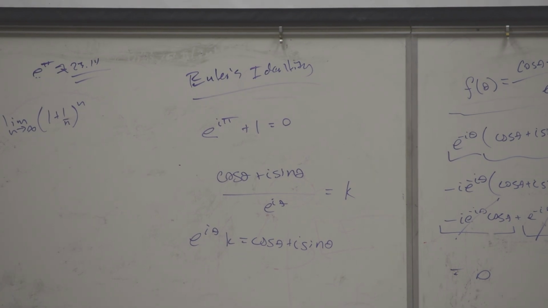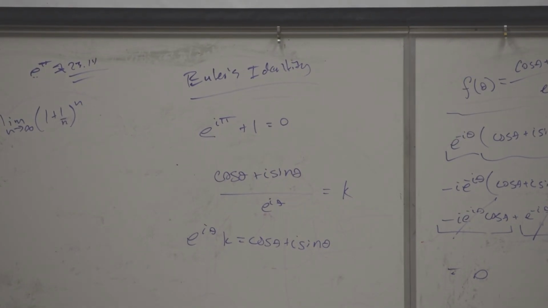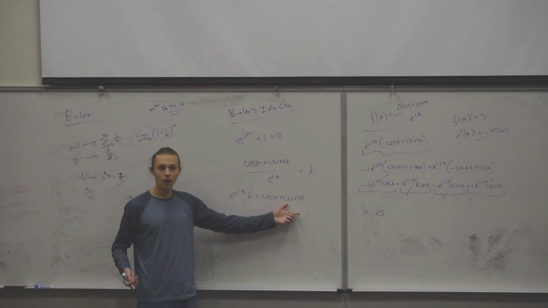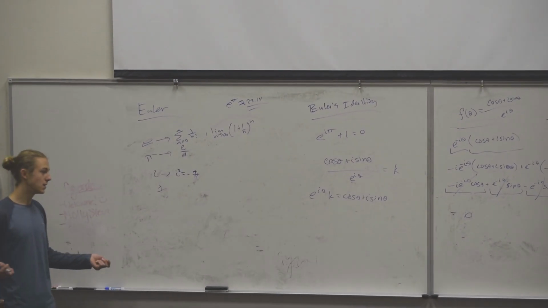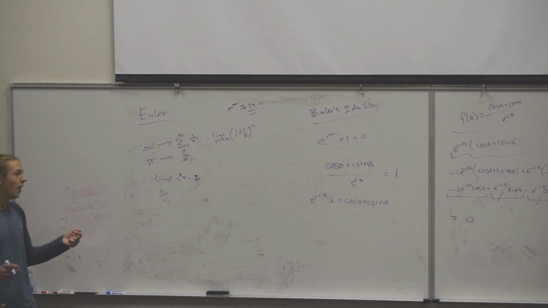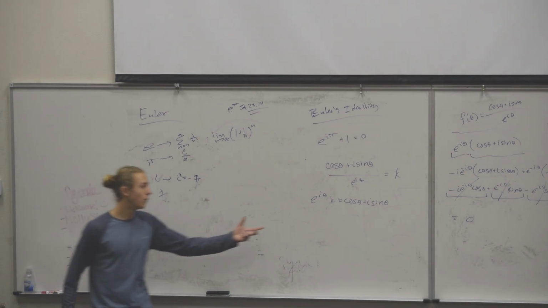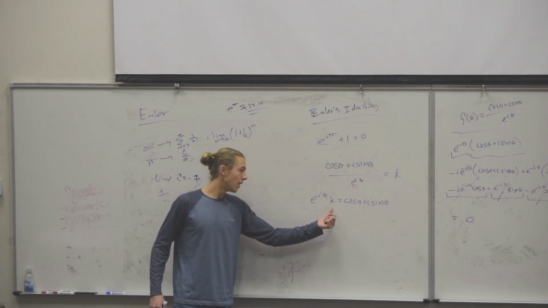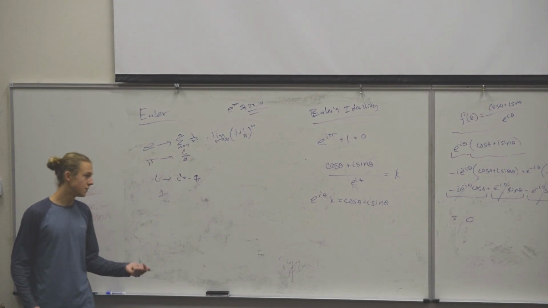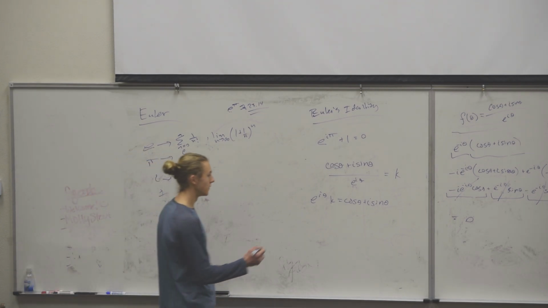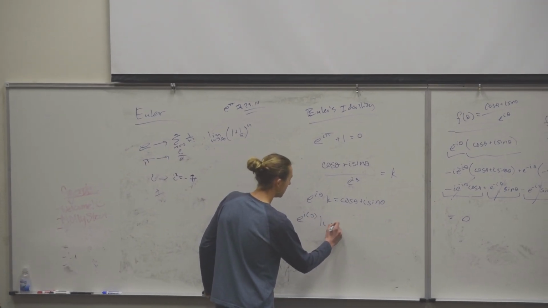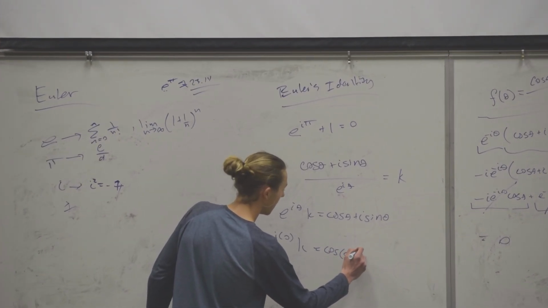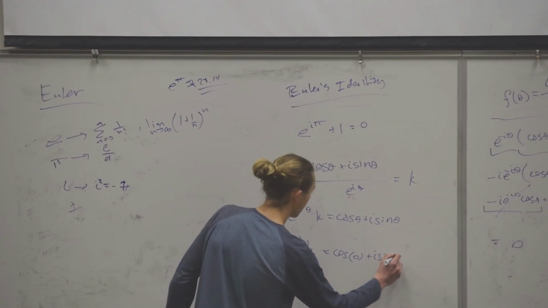Okay, and in order to actually find out what k is, I can substitute a value for theta, right? I could maybe say theta is pi over 2, theta is pi, theta is 0. The easiest one to plug in to find k is actually just theta equals 0. Because here's what I get if my theta equals 0: e to the i times 0 times k is equal to cosine 0 plus i sine 0.